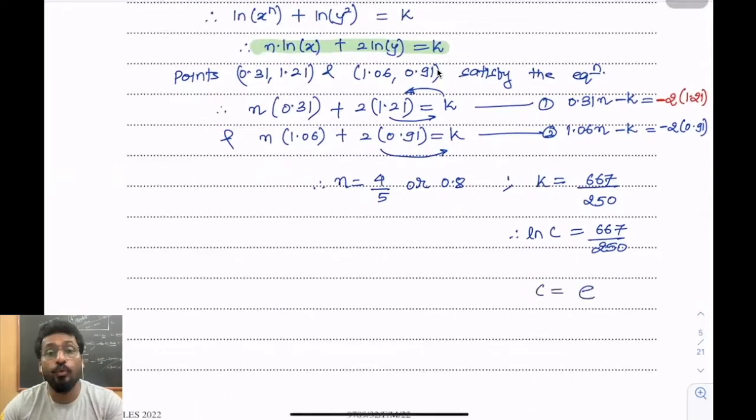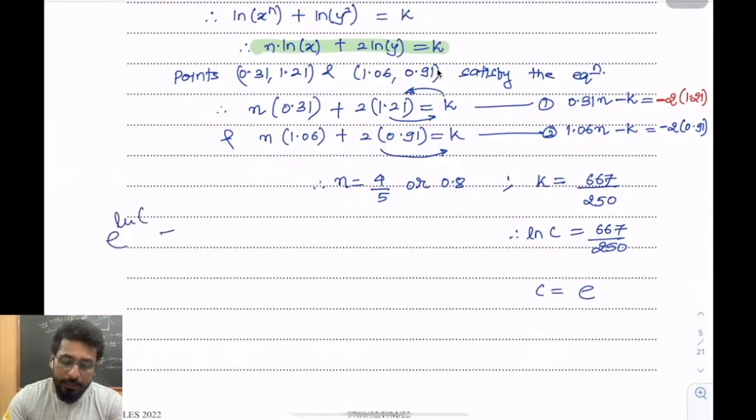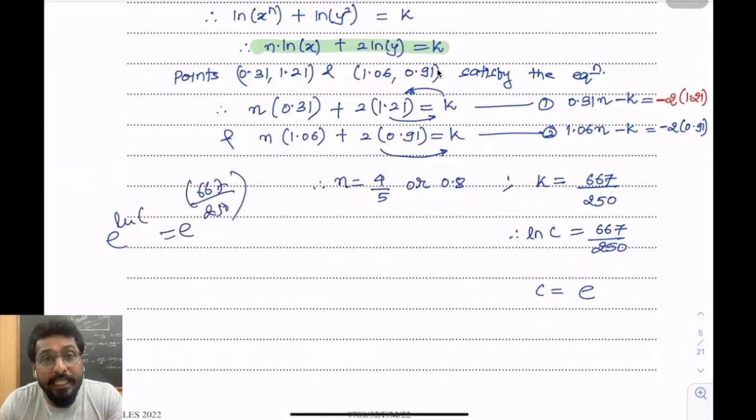e raised to, students, very important. You have taken natural logs, so you would take exponentials on both the sides. So e raised to ln of c is equal to e raised to 667 divided by 250. E raised to ln of c is simply c. So c is equal to e raised to 667 divided by 250.